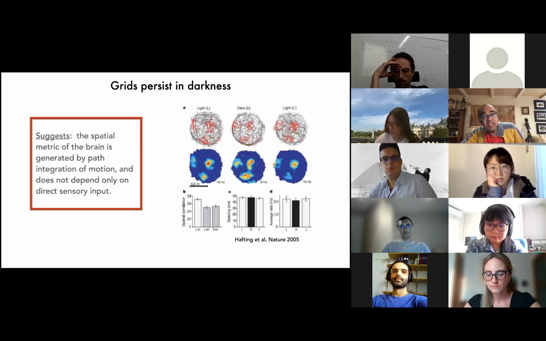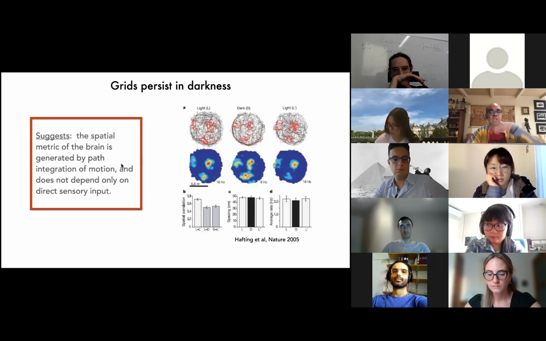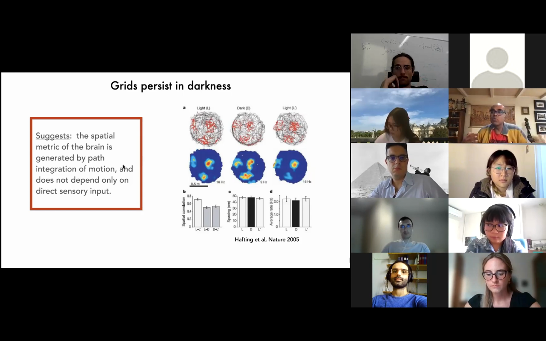However, you don't need that kind of sensory input. So for example, if you wander around, learn a grid, and then shut off all the lights and all sensory input, the animals seem to be able to do path integration, namely use their own sense of motion, their own sense of how fast they're moving, in which way they're moving, and how they're turning, and maintain their grids over long periods of time in the dark.